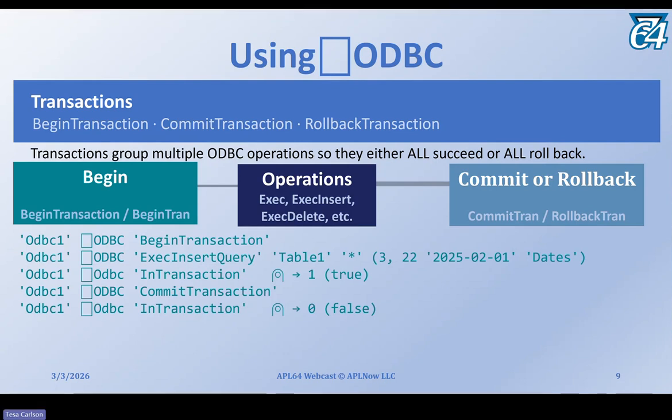The rollback transaction action applies to a Quad ODBC instance. The rollback transaction action is used to cancel any pending ODBC operations which are included in the current ODBC transaction. The rollback transaction action has no result, and it has no effect if no ODBC transaction is in progress.